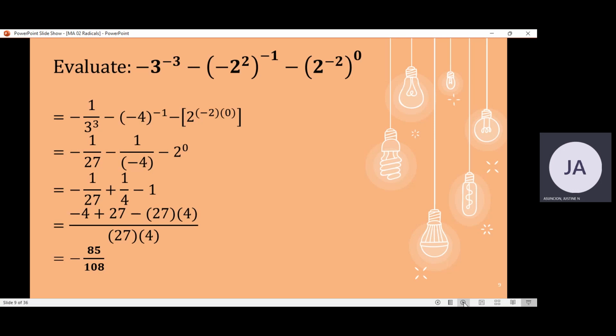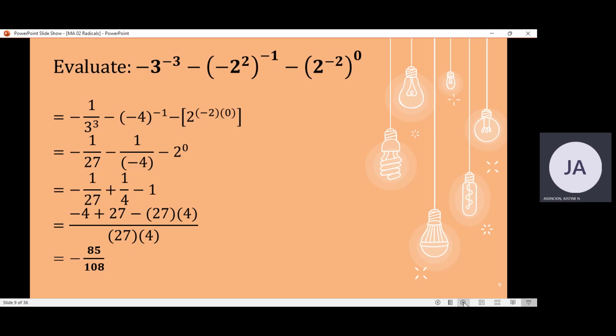Okay, so simplifying this, we'll have negative 1 over 27 minus 1 over negative 4 minus 2 raised to 0, because negative 2 times 0, that's 0. And 2 raised to 0, that's 1. And then we have here double negative, so that's positive 1/4, and then negative 1 over 27. Okay, and then we have here the LCD, 27 times 4, or simply 108. So we'll have here negative 4 plus 27 minus the quantity of 27 times 4. Okay, and then simplifying this, we'll obtain negative 85 over 108.